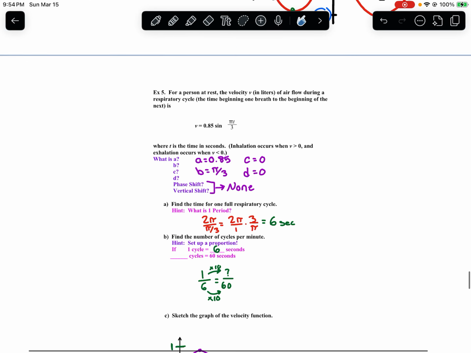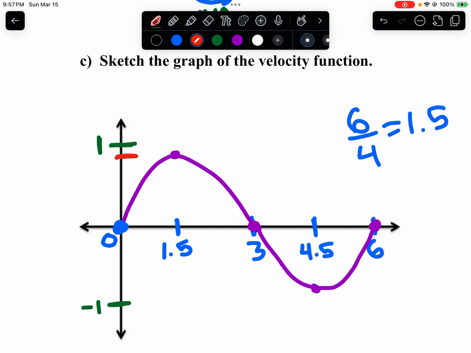And then the last part, just to sketch that real quick. So again, we got no phase shift, no vertical shift, so we can keep it at 0. On the x-axis there, I went with the period of 6 seconds. So if you did 6 divided by 4, that gets you 1.5. So that's where these numbers are coming from. And then since our amplitude is 0.85, I just tried to get as close to 0.85 as an estimate. So I didn't quite get all the way to 1 with the upper and the lower values there.